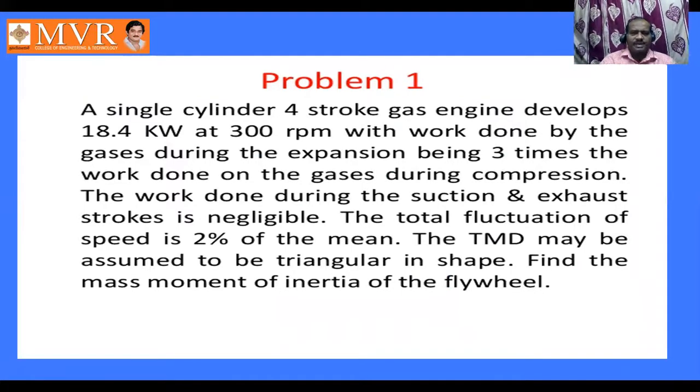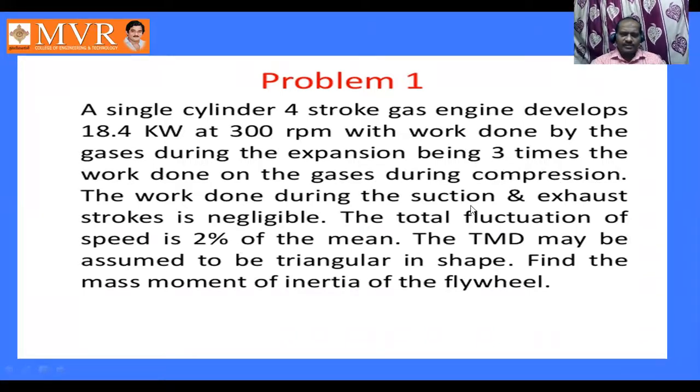Now we will go to the second concept. The problem is given like this. A single cylinder 4-stroke gas engine develops 18.4 kilowatt at 300 rpm, and the work done by the gases during the expansion is 3 times the work done on the gases during compression. That means expansion, the power stroke, is thrice the compression stroke.